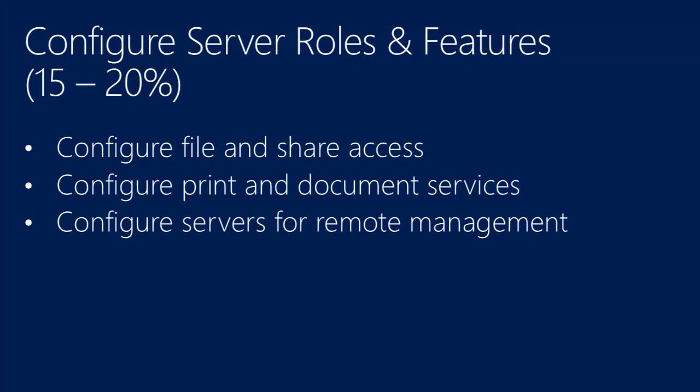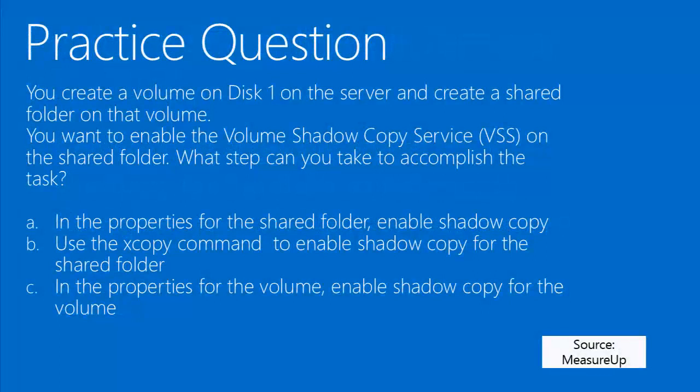Okay, so let's have a look at a sample question for this topic area to see how we do on this one. You create a volume on disk 1 on your server, and you create a shared folder on that volume. You want to enable the volume shadow copy service, or VSS, on the shared folder. What step can you take to accomplish this task?